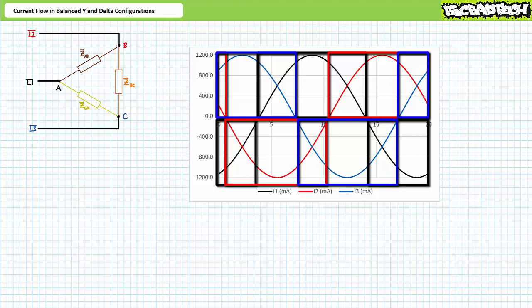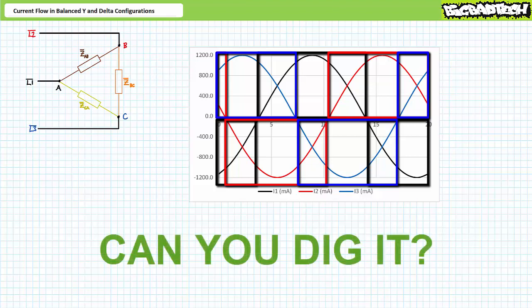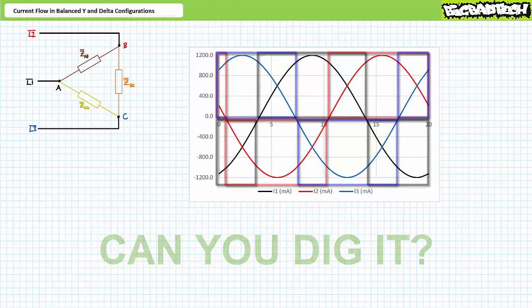What you get is a cyclical flow around each corner of the delta such that each load in the delta experiences the same rise and fall but is sequentially offset from one another, working in a coordinated fashion. Again, can you or can you not dig this on the same level that I do?